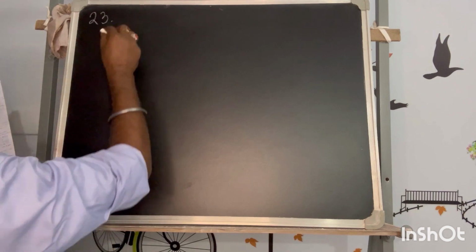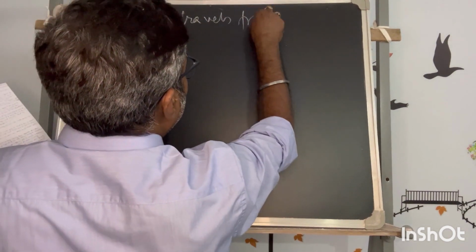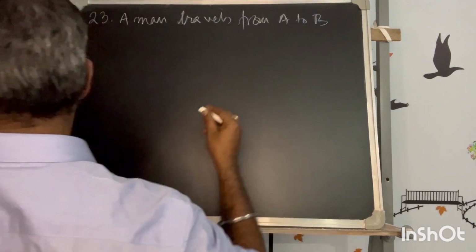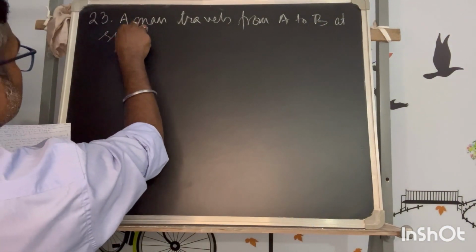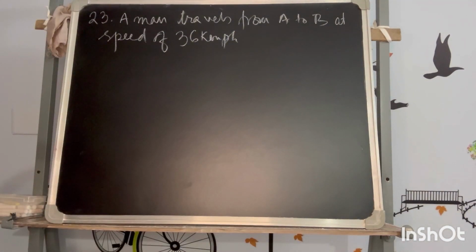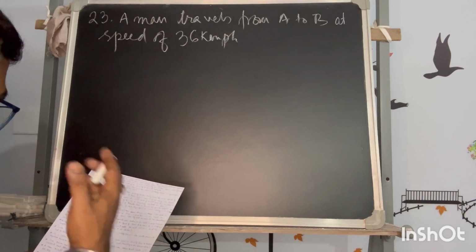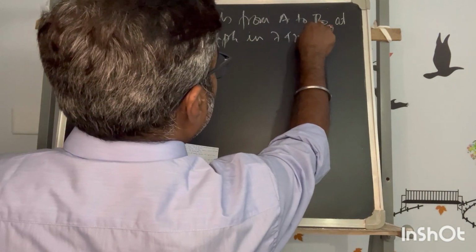A man travels from A to B at a speed of 36 kmph in 74 minutes.